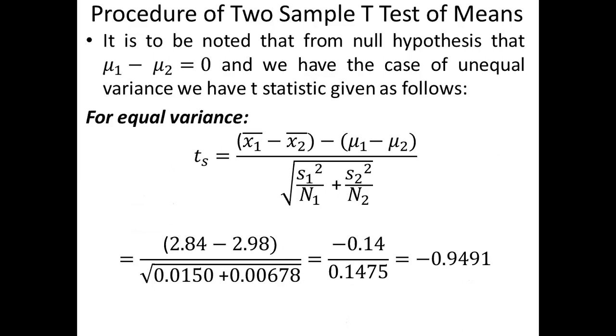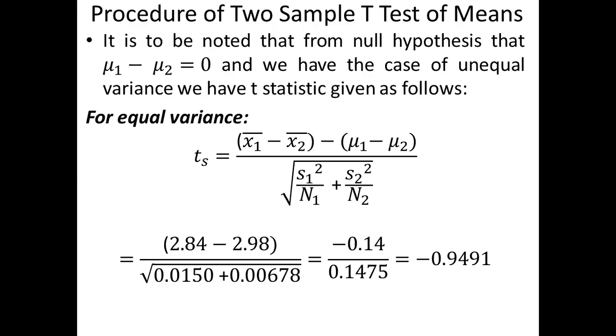So again, it is to be noted that from the null hypothesis, mu1 minus mu2 is equal to 0, and we have the case of unequal variance. Therefore, we have the t statistic given as follows: ts equals x1 bar minus x2 bar minus (mu1 minus mu2) upon the square root of s1 square upon n1 plus s2 square upon n2. So when we plug in the values, we get something like minus 0.9491. So this is our t value, or the ts value, which is minus 0.9491.